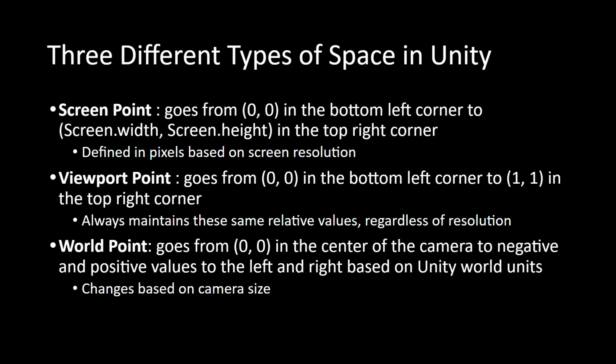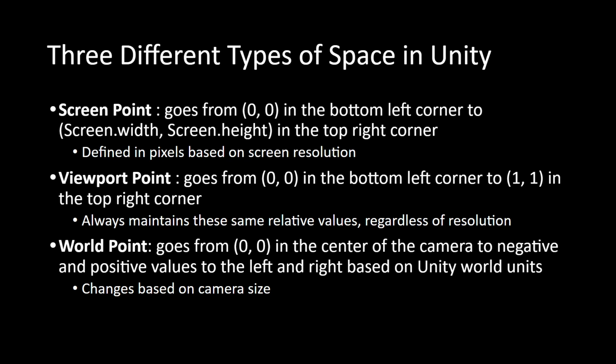We've got three main spaces in Unity, or three coordinate spaces. The first one, as far as the mouse goes, important one to know about, is screen points. This is starting at 0, 0 in the bottom left corner to screen width and screen height in the top right corner, defined in pixels based on the screen resolution. So you can ask for something to be in screen points. You can look at something in viewport points, which are something called normalized coordinates. They go from 0 to 1. They are resolution independent.